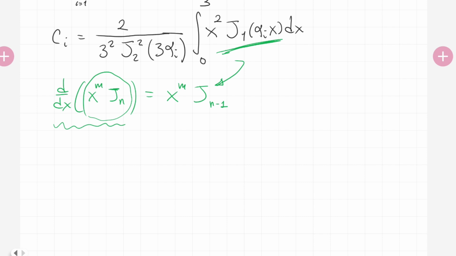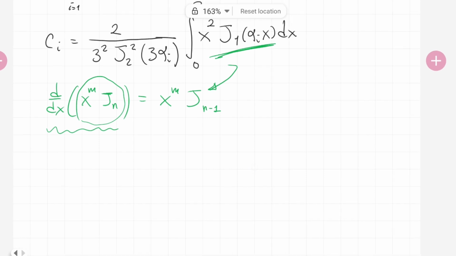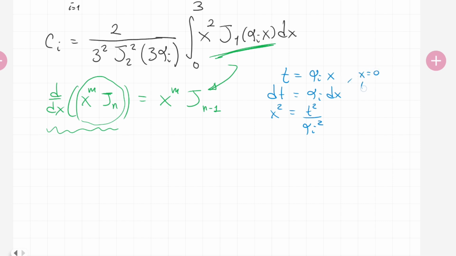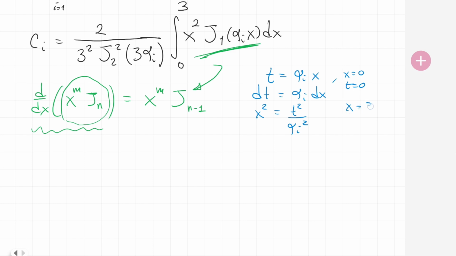Okay, but first we are going to make a change of variable. We are going to take that t is equal to alpha_i x. This tells us that dt is equal to alpha_i dx, and x squared will be t squared divided by alpha_i squared. And then when x is equal to 0, t is equal to 0, and then when x is equal to 3, t is equal to 3 alpha_i.